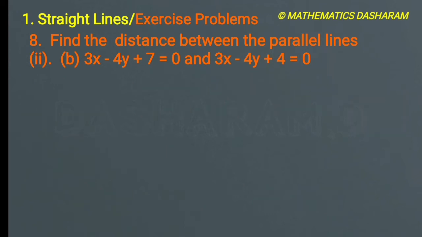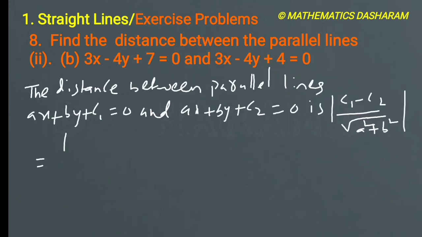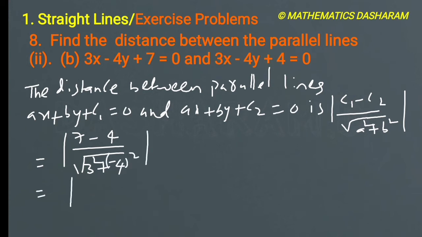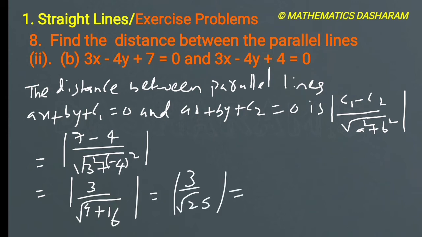Next, B question: 3x minus 4y plus 7 equals 0 and 3x minus 4y plus 4 equals 0. So mod c1 7 and c2 4, divided by under root 3 square plus minus 4 whole square. 7 minus 4 is 3, divided by 3 square 9, minus 4 whole square 16. So 3 divided by under root 25. Root 25 is 5. So it is equal to 3 by 5.